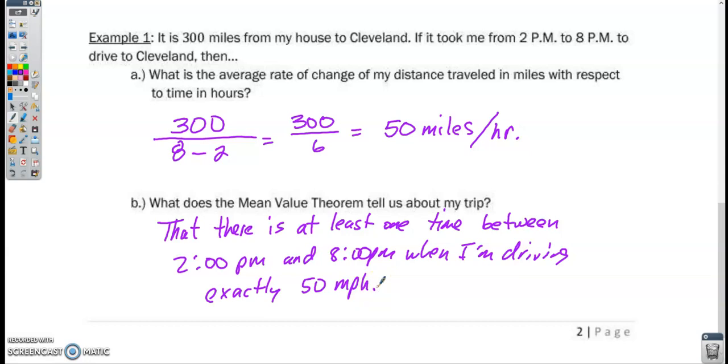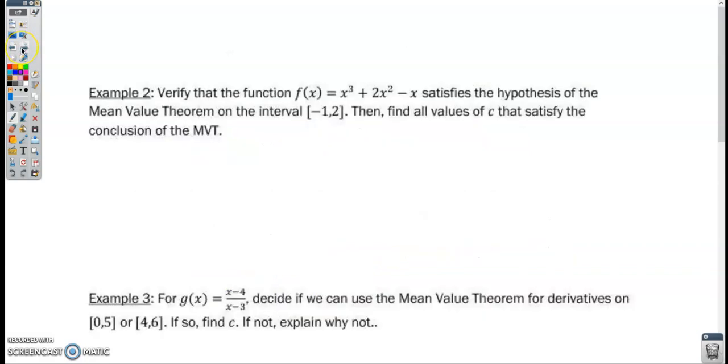Okay, let's continue on. Example 2: verify that the function f of x equals x cubed plus 2x squared minus x satisfies the hypothesis of the mean value theorem on the interval from -1 to 2. Then find all values of c that satisfy the conclusion of the mean value theorem.